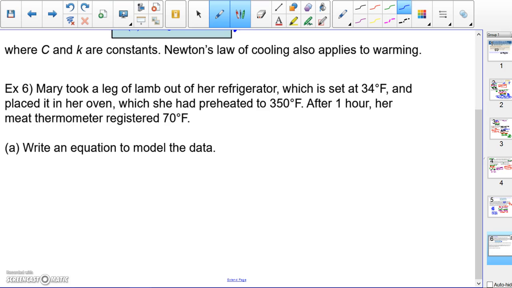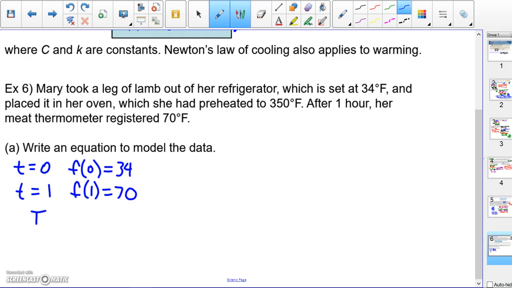Some of the things that are given to me in this problem: at time 0, we plug in 0, f of 0 is going to be 34 degrees. And after 1 hour, so time equals 1, f of 1 equals 70 degrees. So those are some things that we can use. The temperature to start with, so T0 of the lamb, I guess, is 350 degrees. We're going to need all of that stuff. So let's find C.